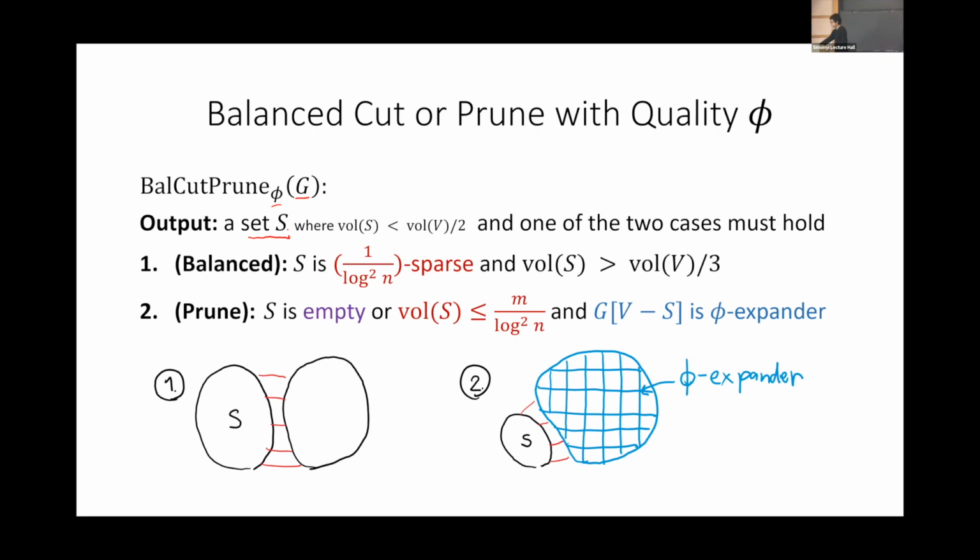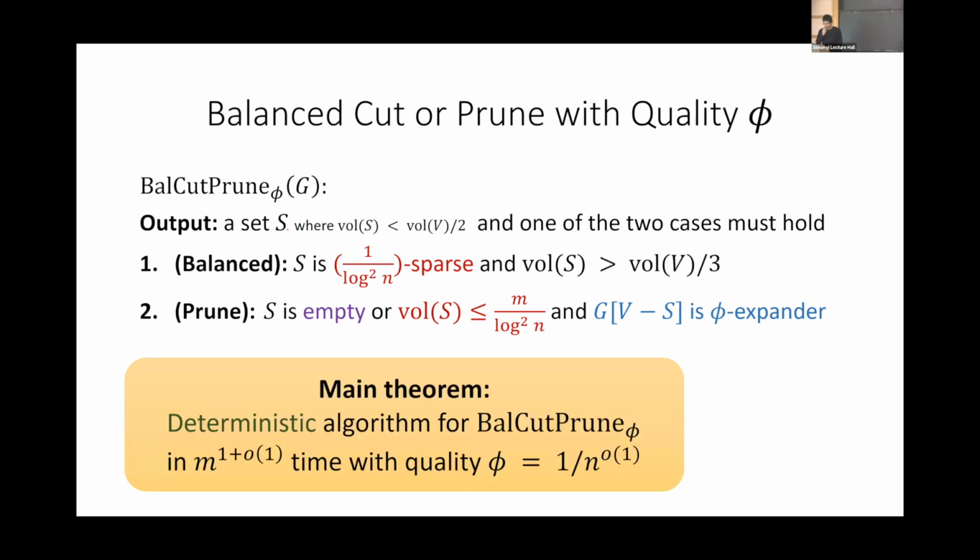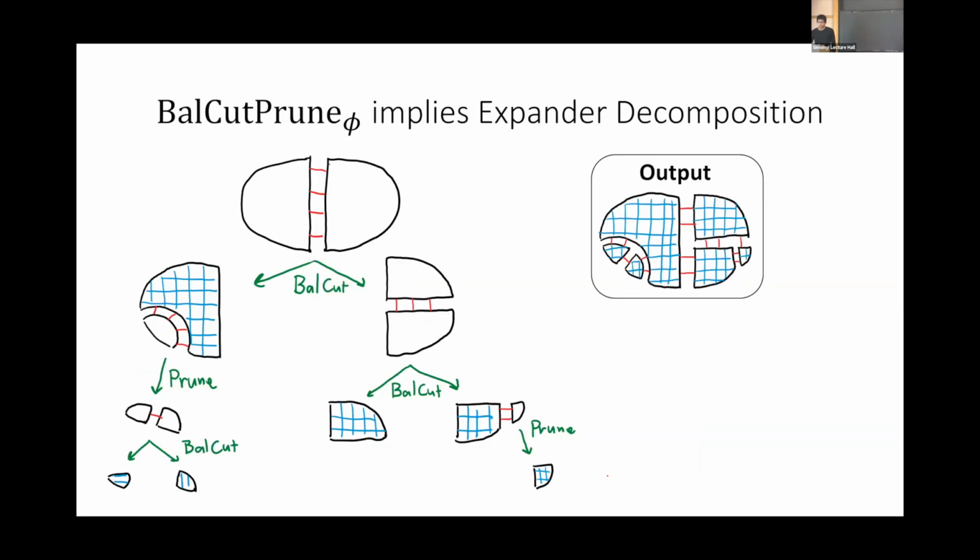And now if you have this thing, what I'm going to show you is basically how to compute this balanced cut prune subroutine in nonlinear time, when the quality phi here is something like n to the little o(1) over n to the little o(1). And I claim that if you have it, then you are done, really.